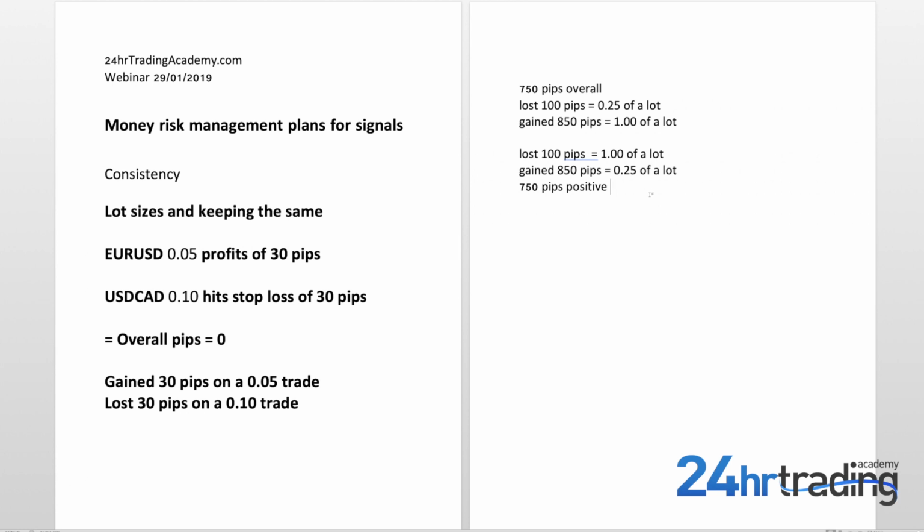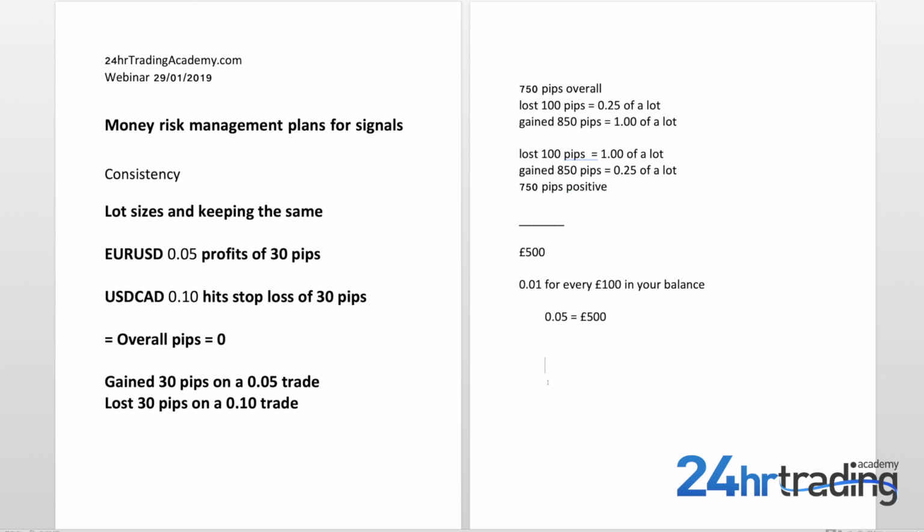Now make sure, because of that, you stick to this money risk management plan. Those scenarios, hopefully that helped you understand the importance of keeping the lot size the same. Now pick a lot size, pick your balance. A lot of you start with, say, a £500 account. With a £500 account, you're going to have 0.01 for every £100 in your balance. So if you have £500, that would be 0.05.